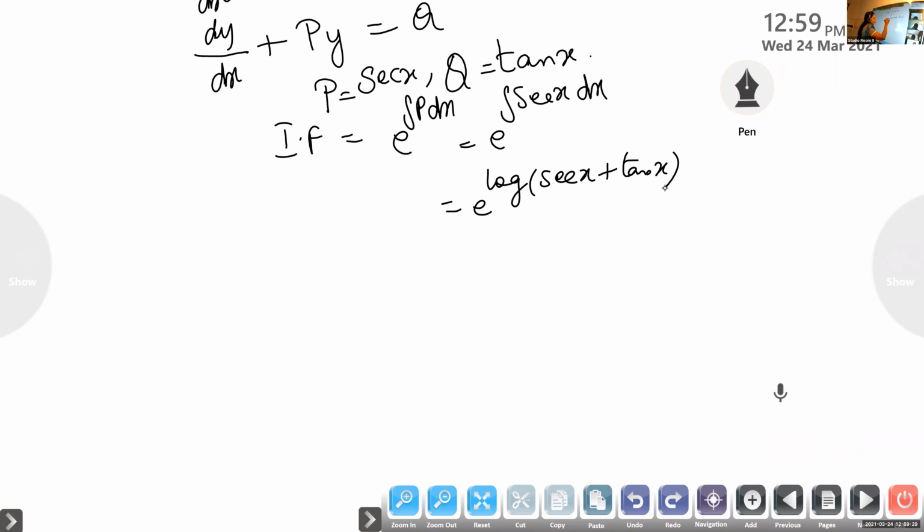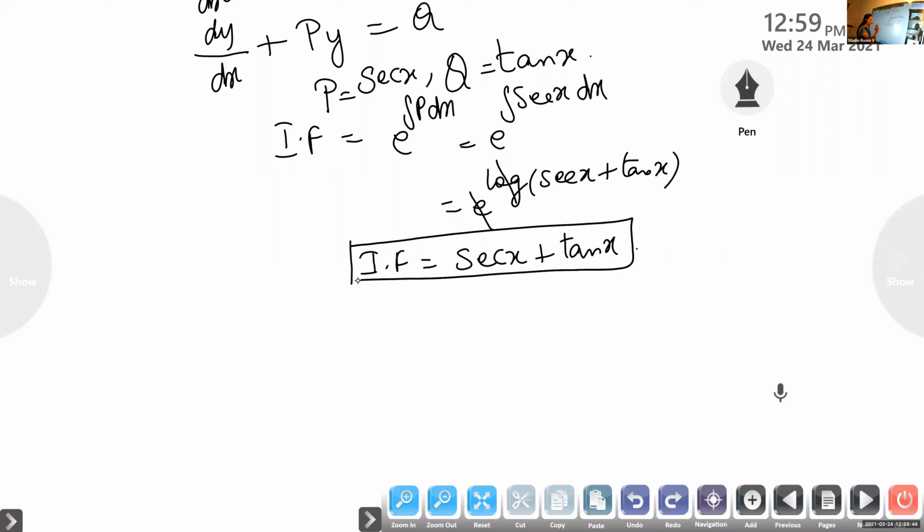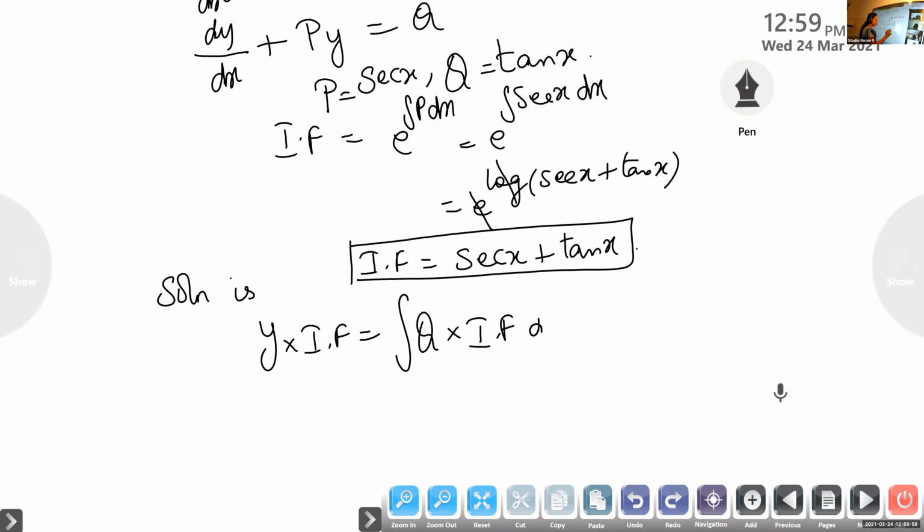Now listen here, children. e and log are reciprocals. That we learned last year. So e and log will get cancelled, and we will get the integrating factor as sec x plus tan x. Now what about the solution? The solution is y into integrating factor is equal to the integral of q into integrating factor into dx plus c.